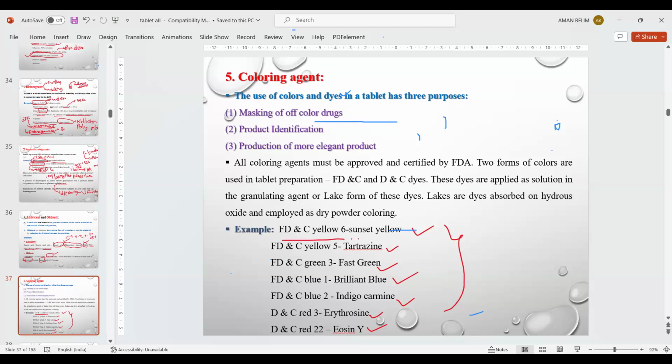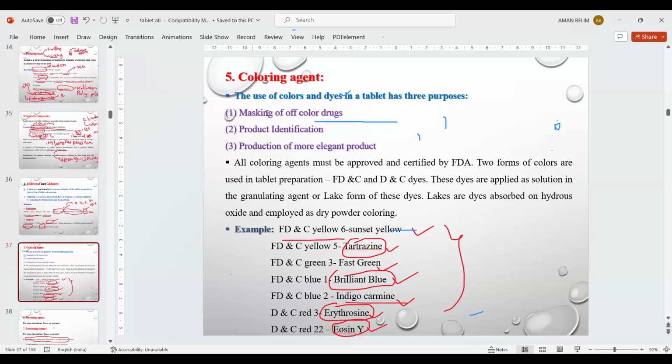Sunset yellow, tartrazine, very important. Then brilliant blue, indigo carmine, then eosin Y. These are the examples, so this can be asked as an MCQ also: which of the following are examples of coloring agents? They can give you options such as tartrazine, brilliant blue, indigo carmine, all of them, or two options correct, B and C both. This kind of question can be asked, so remember this. And what is the motive behind the coloring agent? It is written here: masking of color. It is a very common kind of statement.